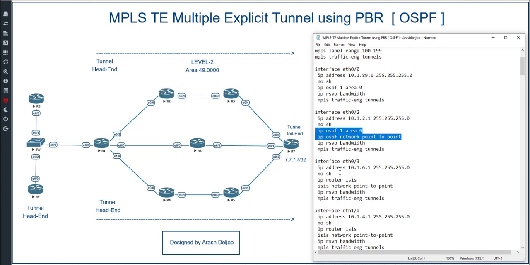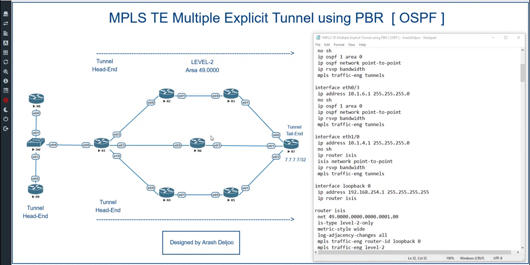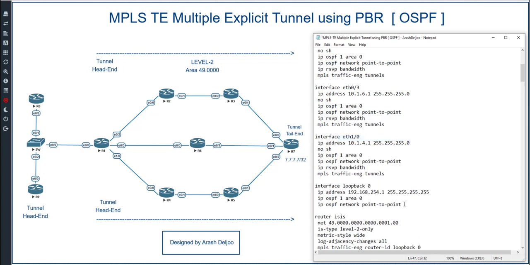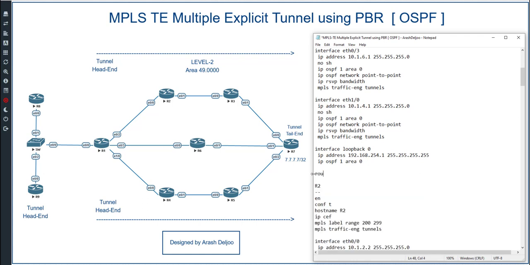About ETH02, we don't have any change about the IP addressing, but we need to replace the ISIS configuration with the OSPF configuration: ip ospf 1 area 0, ip ospf network point-to-point, then ip rsvp bandwidth, and after that MPLS traffic engineering tunnels. Let me configure interface ETH10. In interface ETH10, we have the same IP address, but we need to change the ISIS configuration with OSPF configuration, ip rsvp bandwidth, MPLS traffic engineering tunnels. We have interface loopback 0, and here we need to configure ip ospf 1 area 0. That's it.